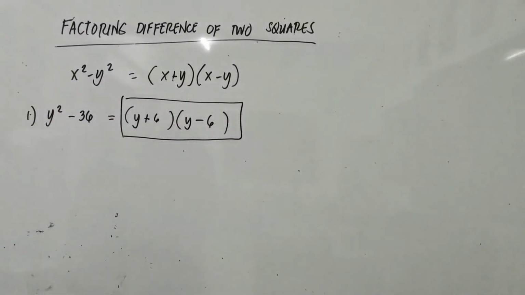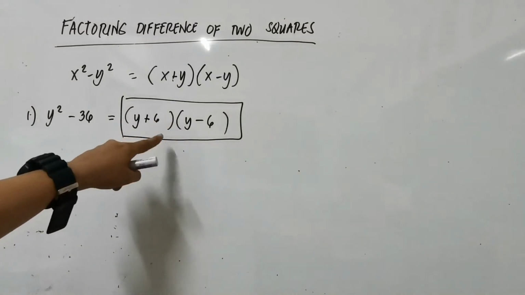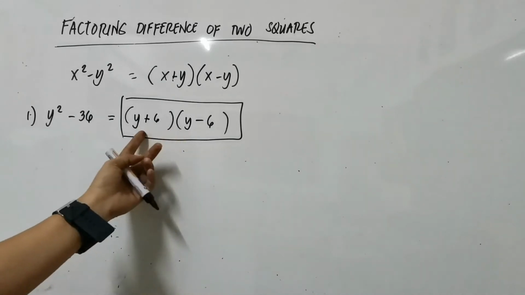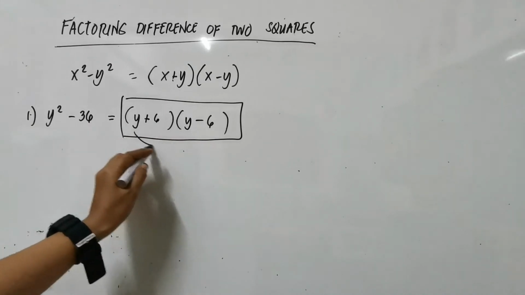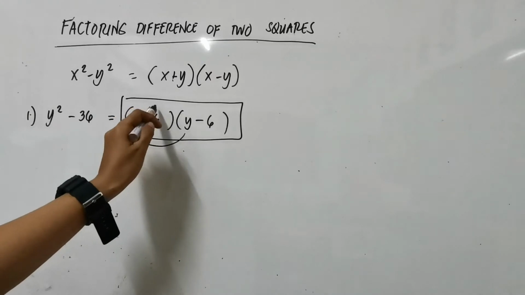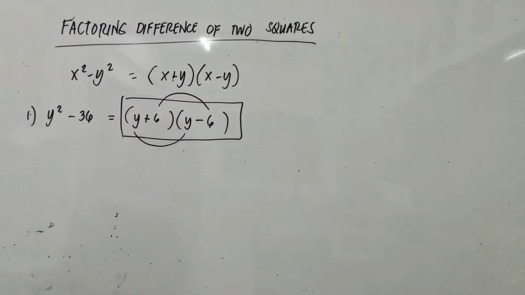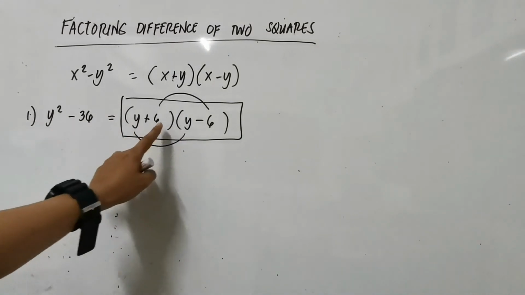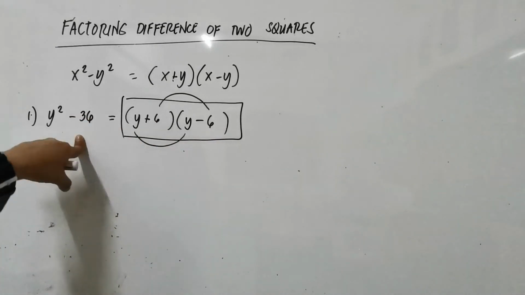So, how to check if your answer is correct or not? So, sa special product, diniscuss doon na kapag ang given natin ay sum and difference of two terms, we can simply multiply the first term by the first term of the second given and the last term of the first to the last term of the second given. So, if we're going to multiply y times y, y squared, then positive 6 times negative 6, we have negative 36.